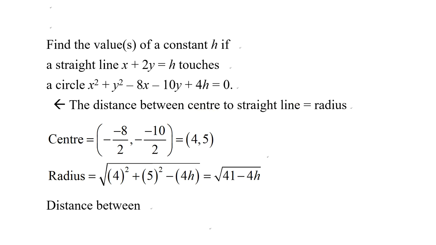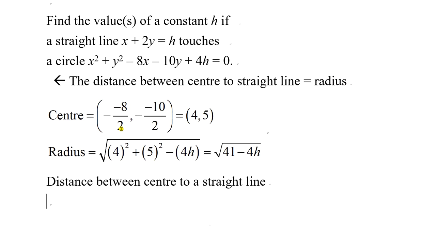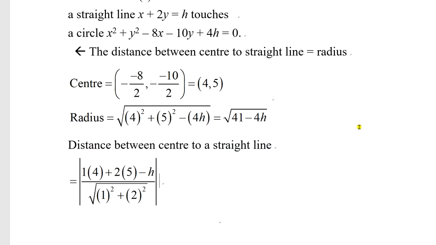Distance between the center and a straight line. Of course, we are talking about the shortest distance, okay? So the formula comes like this. That is the formula, okay? In the numerator, that is the standard form of the straight line. Now, when you change this one to x plus 2y minus h equals 0, the coefficient of x is 1, the coefficient of y is 2, and the constant term is -h.